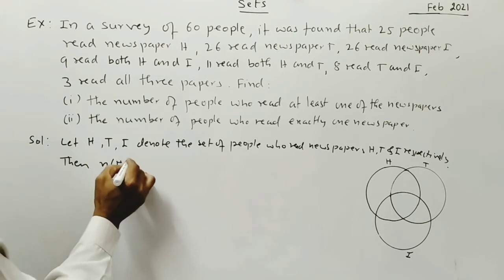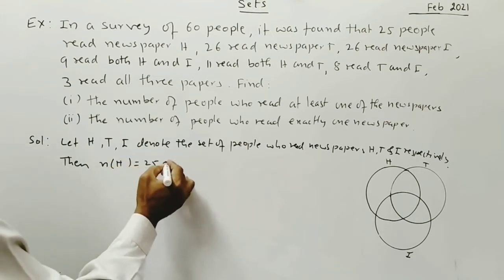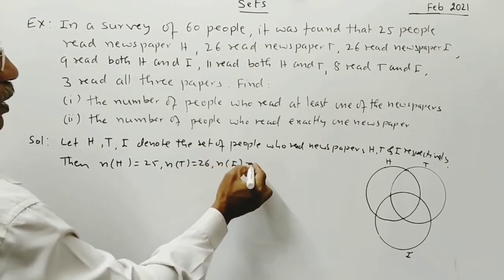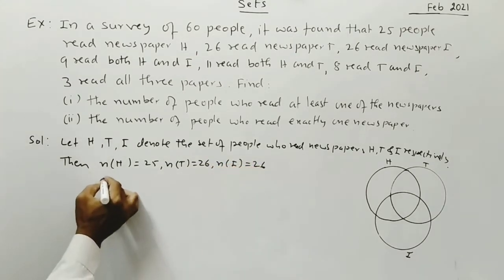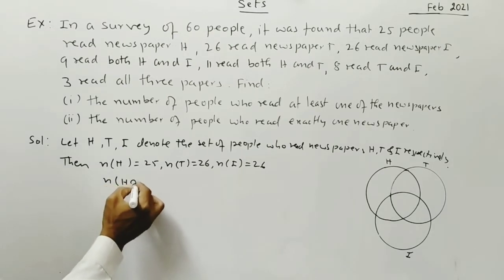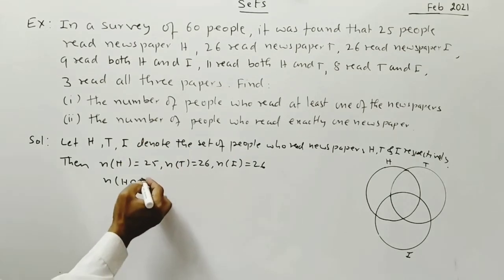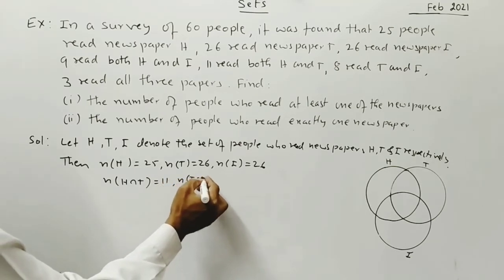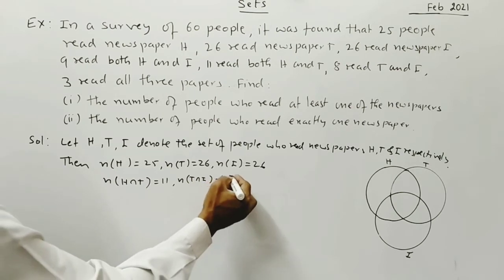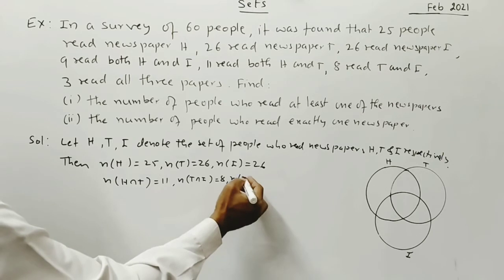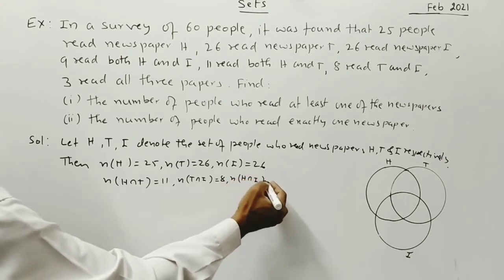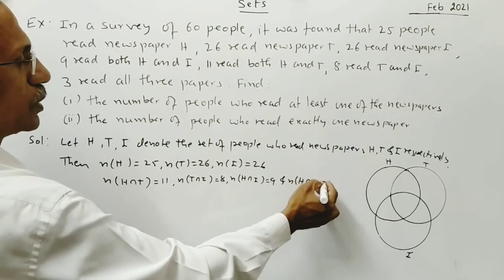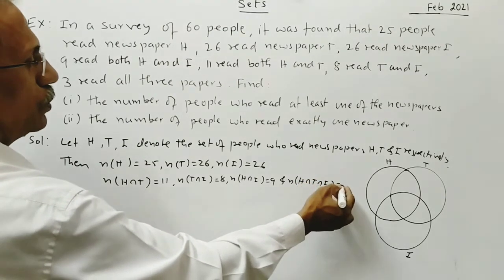number of elements of H is equal to 25, number of elements of T is equal to 26, number of elements of I is equal to 26, number of elements of H intersection T is equal to 11, number of elements of T intersection I is equal to 8, number of elements of H intersection I is equal to 9, and number of elements of H intersection T intersection I is equal to 3.